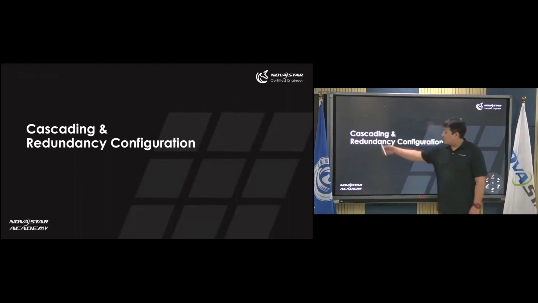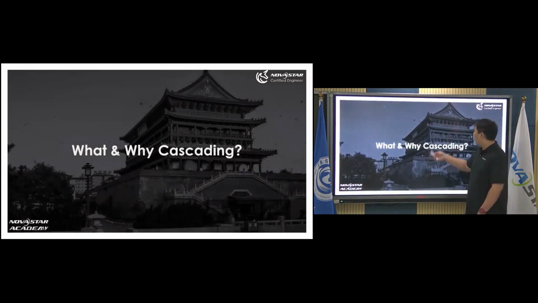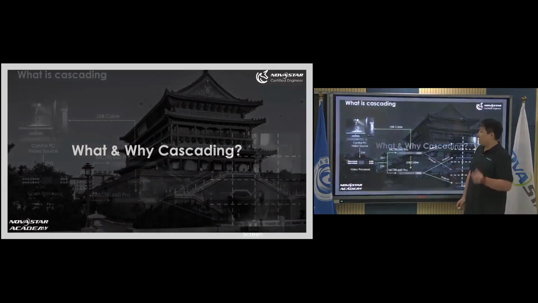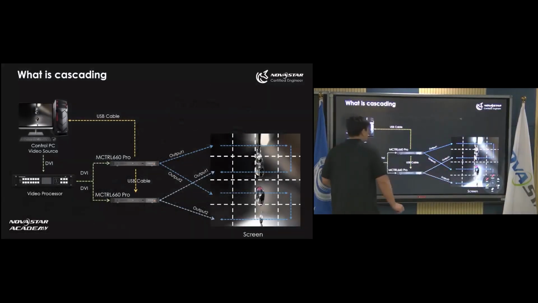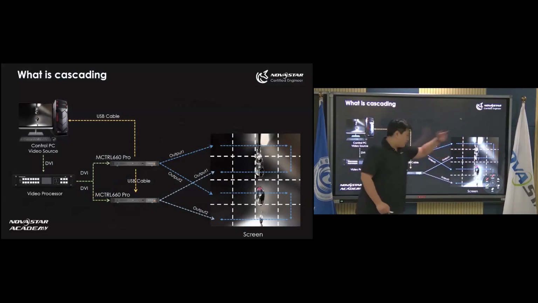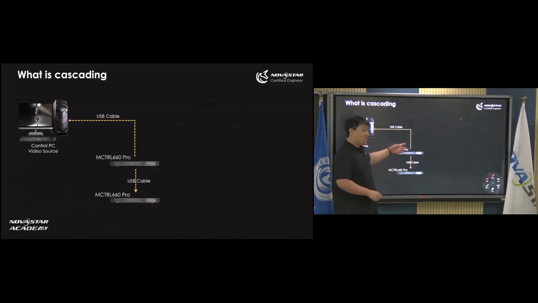So it's a cascading and redundancy configuration. So what is cascading, and why do we need it? Let's check it out. What is cascading? We just focus on those two in the MCTRL660 Pro. That one means cascade. Just from the first and the second, we have the USB cable between them. That means cascade.